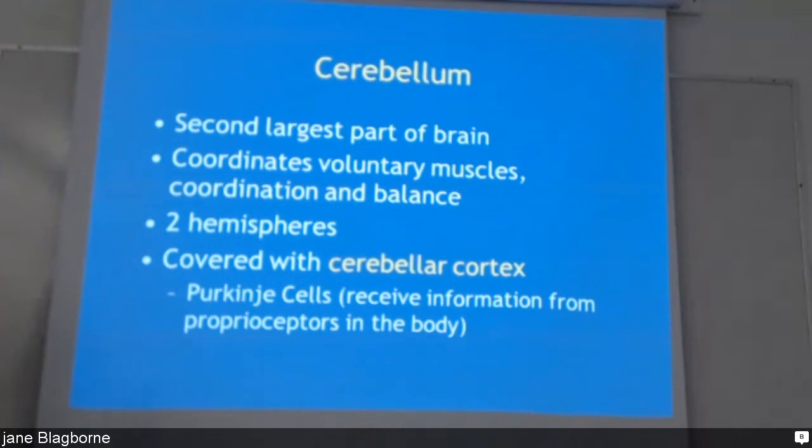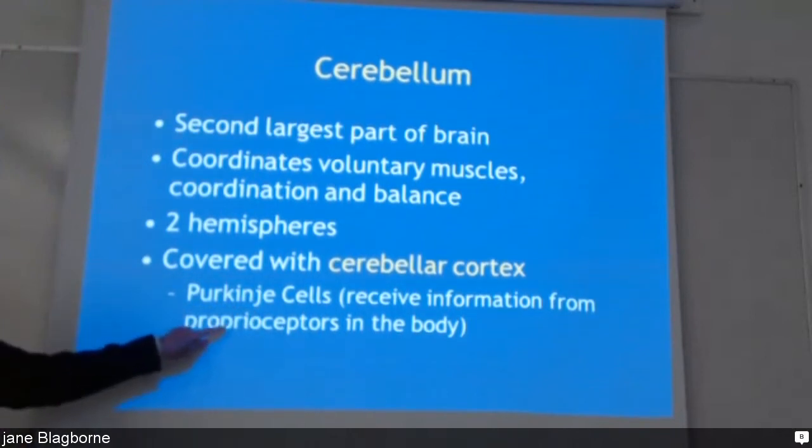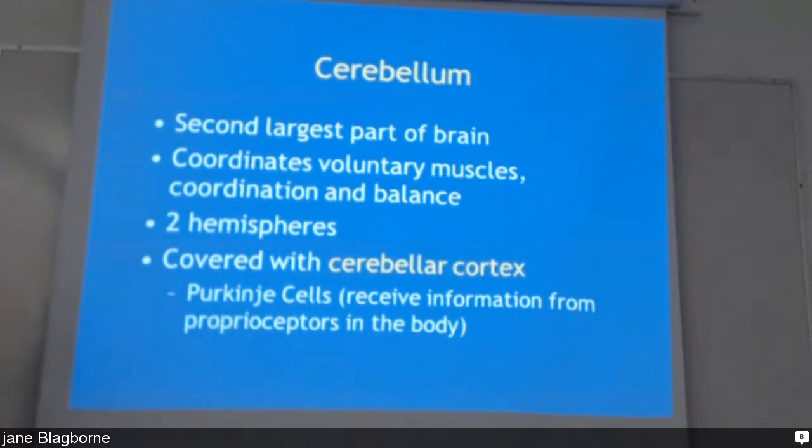There are two hemispheres, two sides of that, and it's covered with the cerebellar cortex and Purkinje cells. It receives information from the proprioceptors, and we saw that earlier, the proprioceptors.